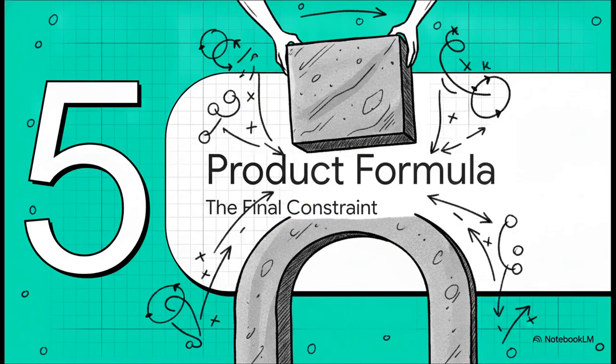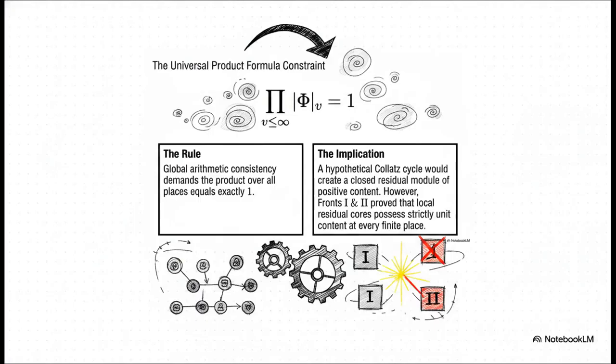Finally, Section 5, the product formula constraint. We are lowering the keystone into place to see if the Collatz cycle can mathematically exist under global rules. The universal Adelic product formula sets the ultimate constraint. Global arithmetic consistency strictly dictates that the product of all valuations over all places must equal exactly 1. If a hypothetical Collatz cycle existed, it would create a closed residual module of positive content. However, our fronts I and II prove that local residual cores possess strictly unit content at every single finite place.